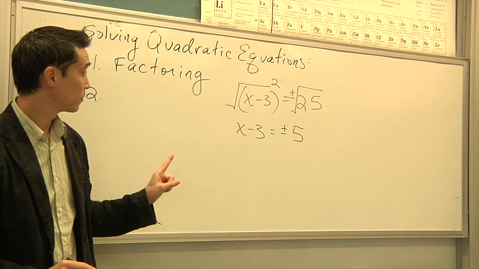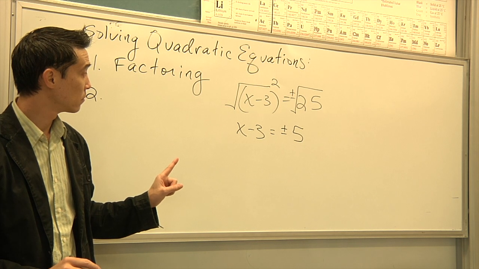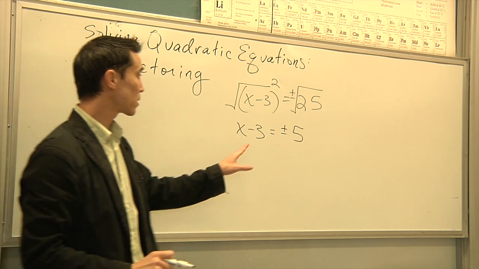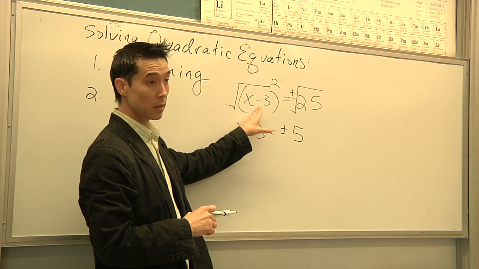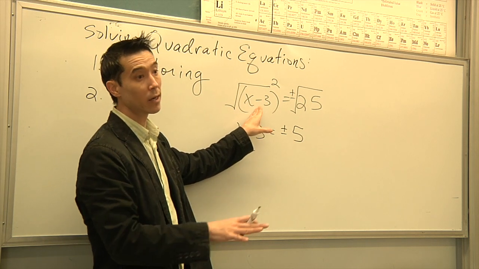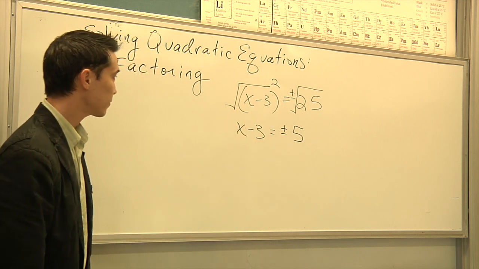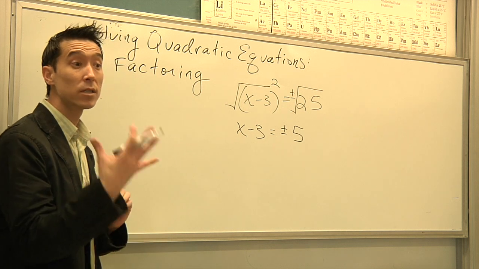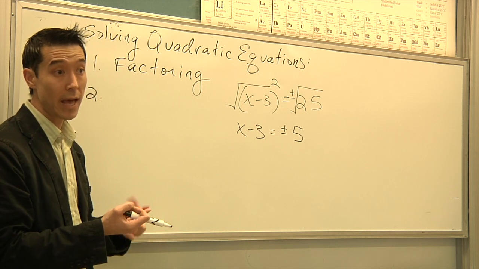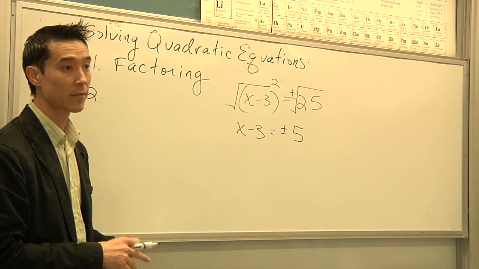Question? Why do we do positive negative if the 25 is already positive? So what's going to happen is you're going to get two answers, right? And so if you just do the positive, you're only going to get one of the answers. So the negative answer is also going to work. Say I give you x squared equals 9. How many answers are there? There's 3 and negative 3. Does that make sense? So you want all the answers when you're solving.